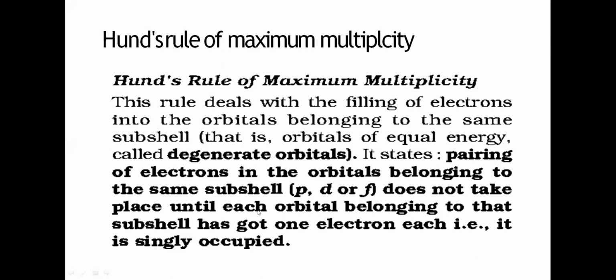does not take place until each orbital belonging to that subshell has got one electron each. If we talk about s, it has two electrons, so pairing will be done easily. But when we go for the higher subshells, which have a larger capacity, that will be p, d, f. p has 6, d has a capacity of 10, and f has a capacity of 14 electrons.